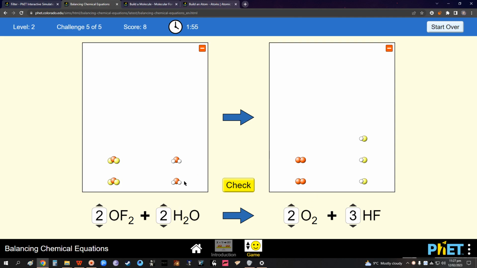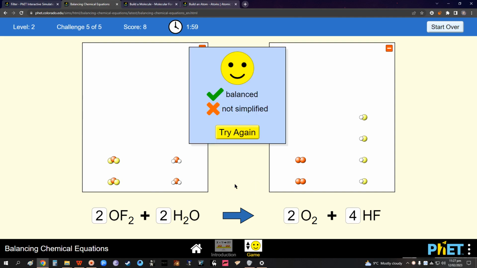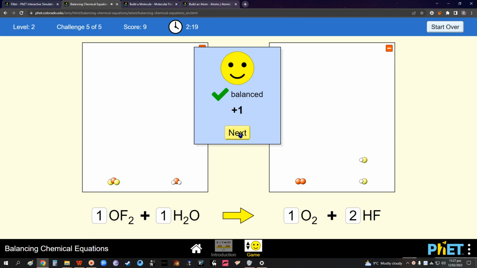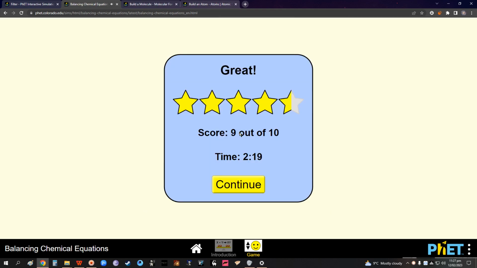I'll give 4 oxygen, and I think that's wrong. Not simplified. Balanced but not simplified. Okay, that means it is balanced, but I could have gone for a lower number of molecules, right? So let's try again. Let's see if we can reduce by this, I guess. Oh, it was balanced like this. Oh, okay, we got 9 out of 10.